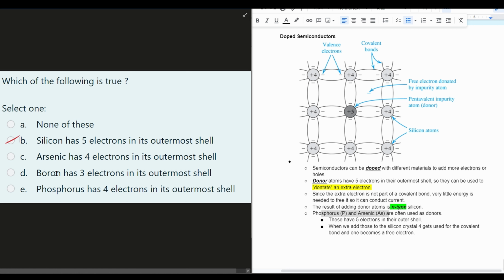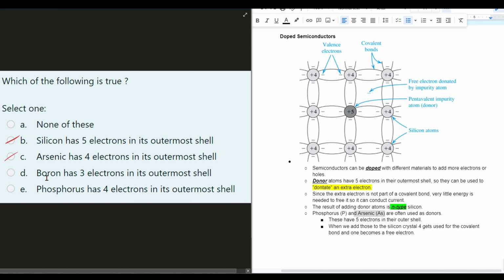Next, we have arsenic. It has 4 electrons in its outermost shell. Well, arsenic is a donor, and since it's a donor, that means it has 5 electrons in its outermost shell. This is because they need to donate an extra electron, right? If we look at our diagram here, we have 4 spots, so a donor would donate 1. And this is going to be false, since it would need to be 5.